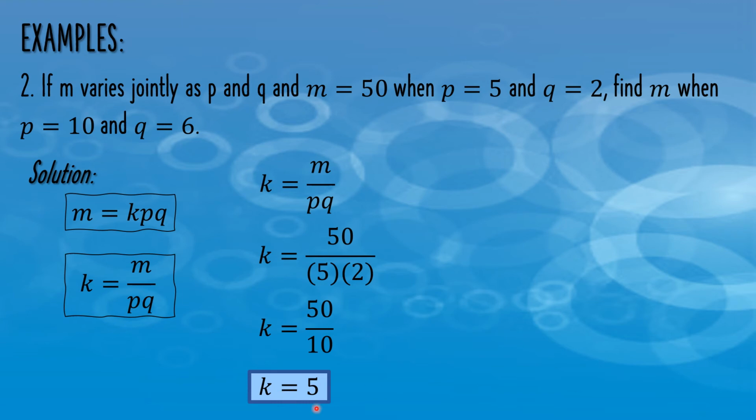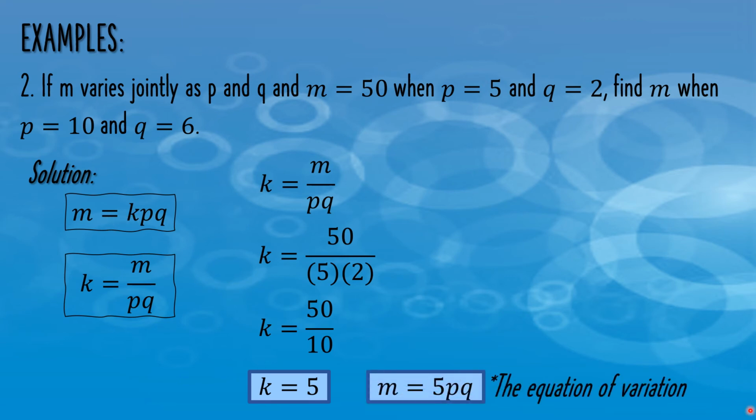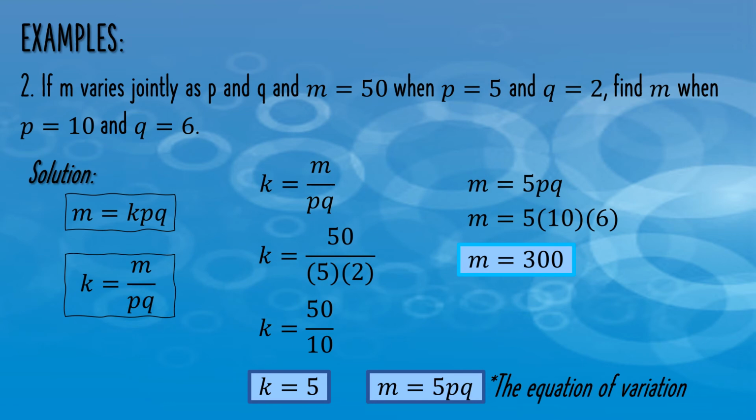And then, yung nakuha nating K, which is 5, isa-substitute lang natin dito sa M equals KPQ, kaya magiging M equals 5PQ ang ating equation of variation. Next is to find the value of M. So, dito, hahanapin daw natin ang value ng M if the value of P is 10 and the value of Q is 6. So, let us proceed. So, this will become M equals 5 times 10 times 6. So, i-multiply lang natin. So, the value of M is 300.